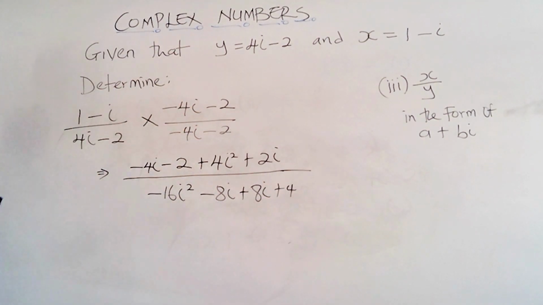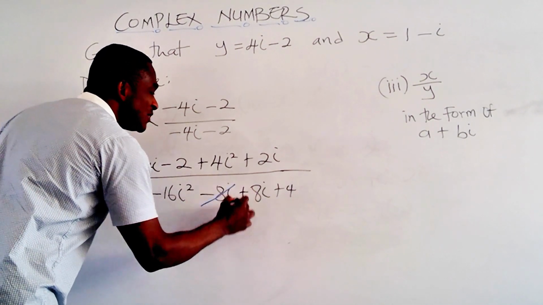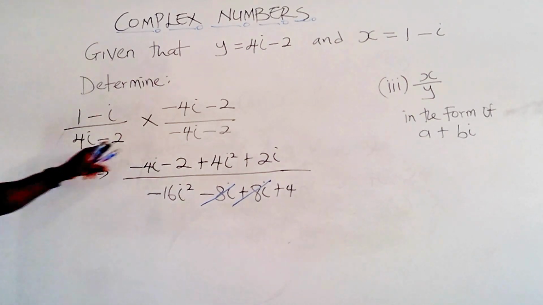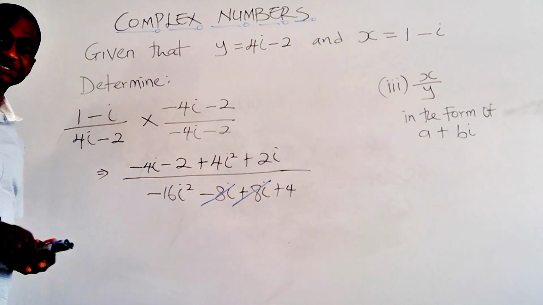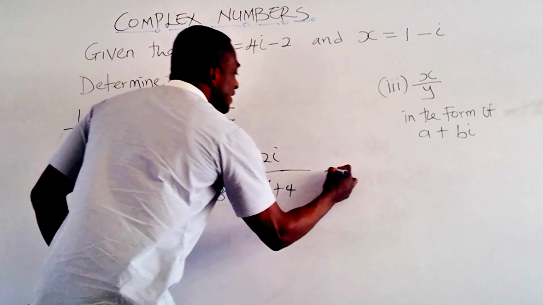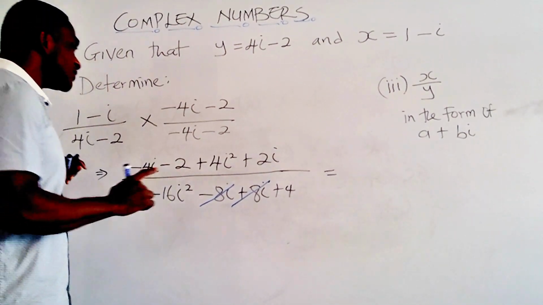Now, if we look at this, you see that we have like terms here. When we are simplifying, minus 8i cancels out plus 8i. This is like taking the difference of two squares for the denominator. Now let's simplify the numerator. Remember, we want the answer in the form a plus bi. So let's collect like terms.